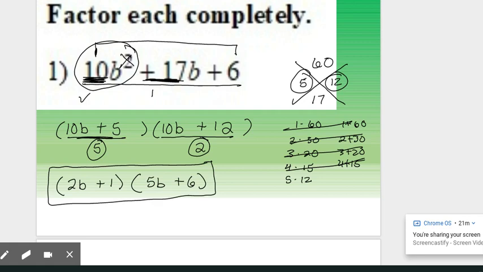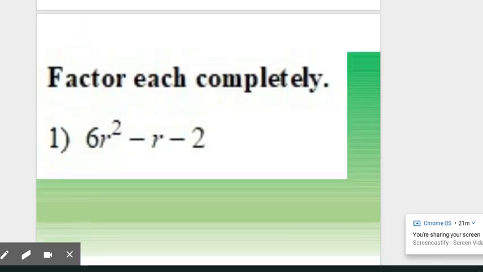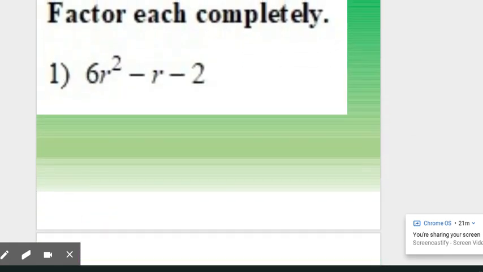One more here together. Let's look at this one here: 6r squared minus r minus 2. Now, always check. What can I divide into everything? It's nothing, so 1, it's done. Start your propeller.